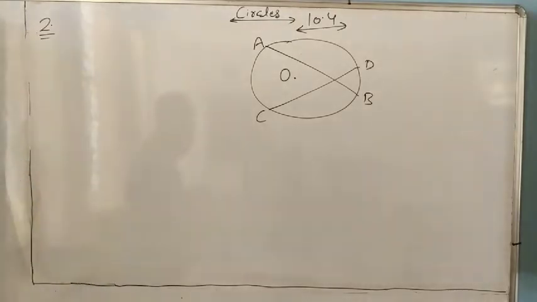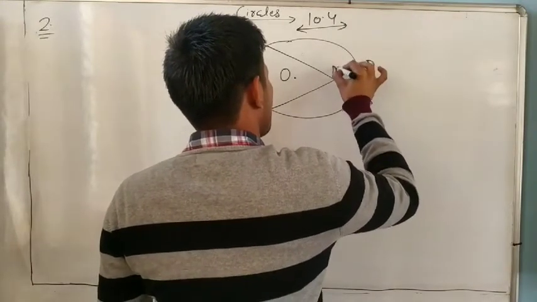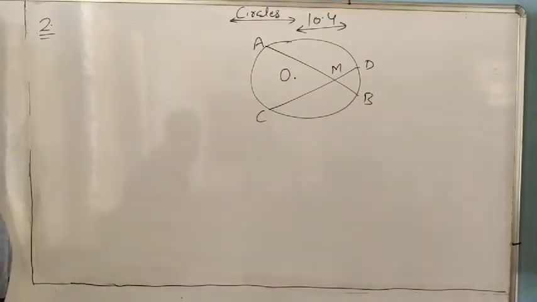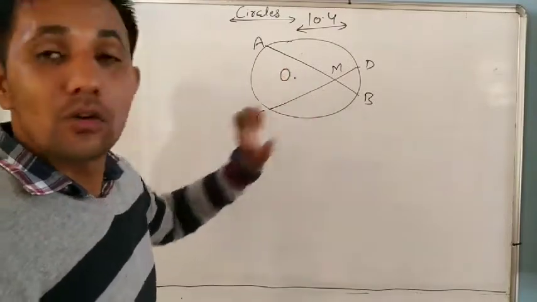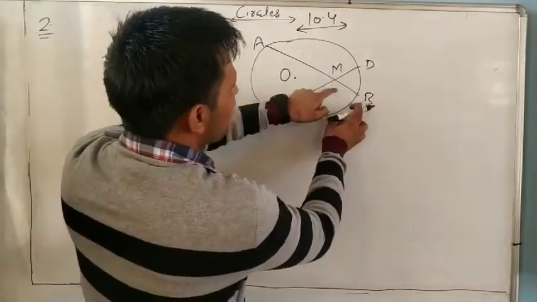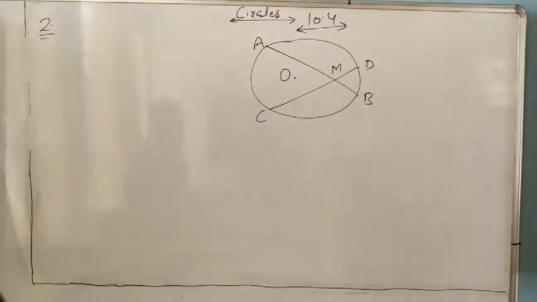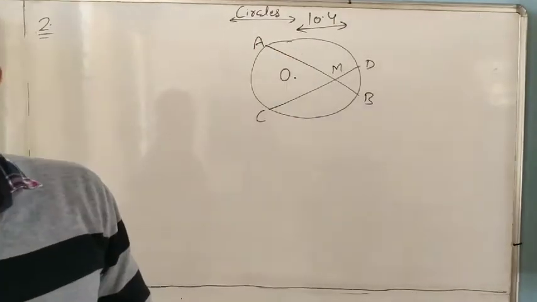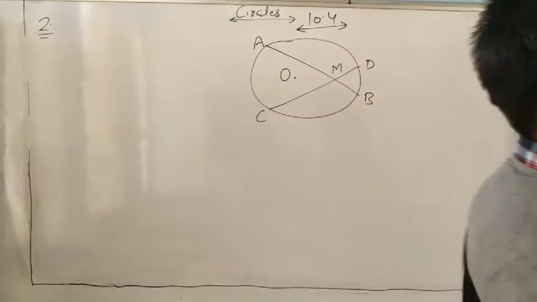Prove that the line segments... suppose they intersect each other at any point, M. Then prove that the segments of one chord are equal to the corresponding segments of the other chord. Segment means part of a chord, so parts of the chord AM and MB, CM and MD.